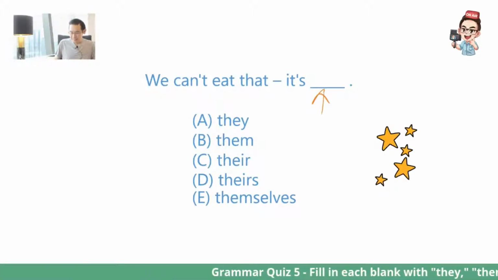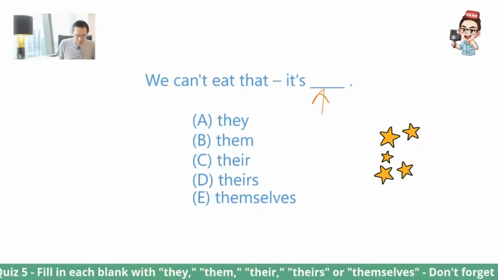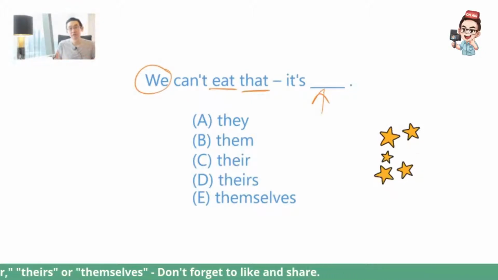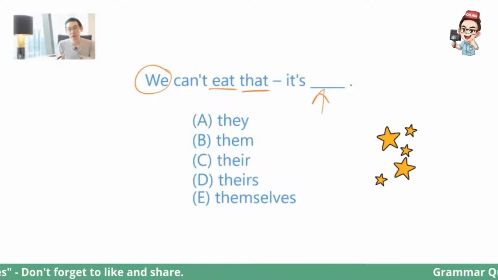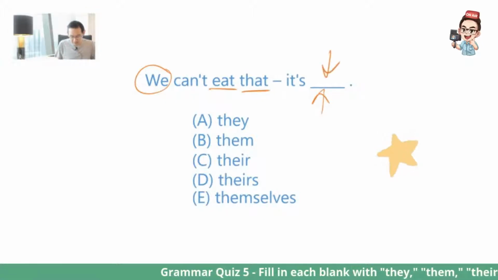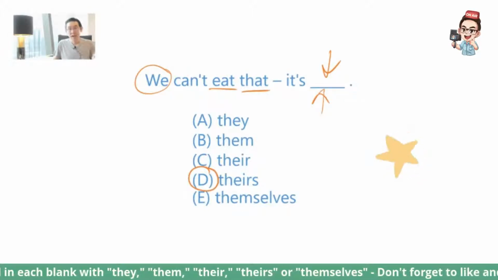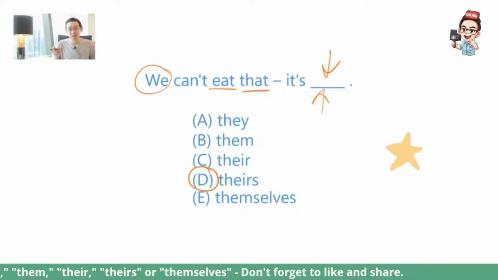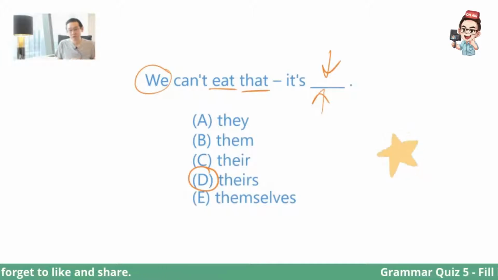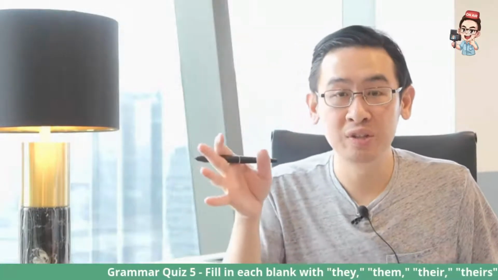Let's look at this sentence together. We say, we can't eat that. So we, our group, cannot eat that. "That" here probably refers to maybe a plate of food, or lots of food on a table. And the correct answer here is D, theirs. We can't eat that thing because it belongs to them, to this group. We use theirs because we want to show ownership. If we want to show ownership, we use their or theirs.